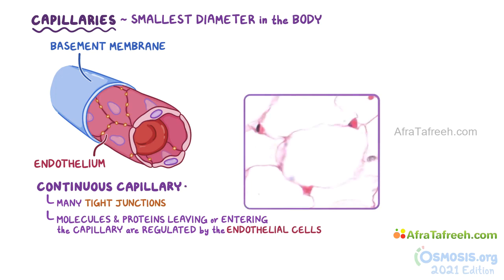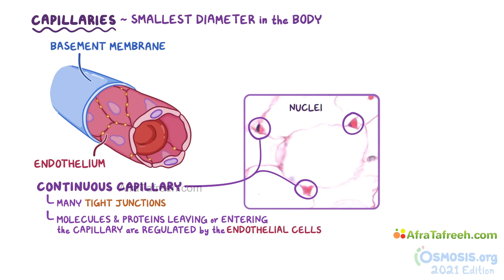This image shows a cross-section of a few continuous capillaries surrounded by adipose tissue. The cytoplasm of the endothelial cells is difficult to see with light microscopy, but we can still see the nuclei of the endothelial cells in the upper left and upper right capillaries stained dark purple, as well as a single red blood cell, or RBC, in each of their lumens.